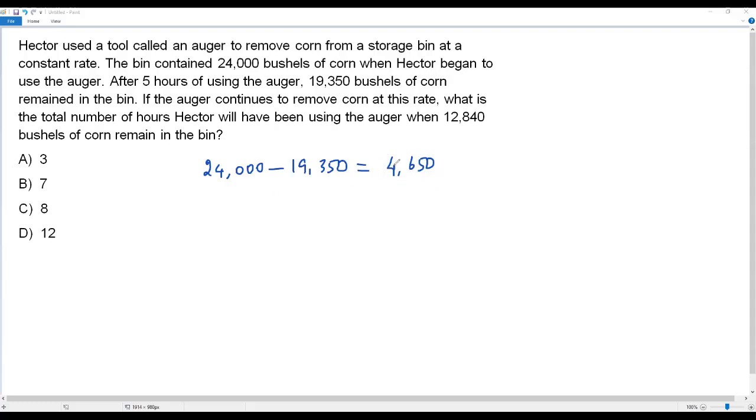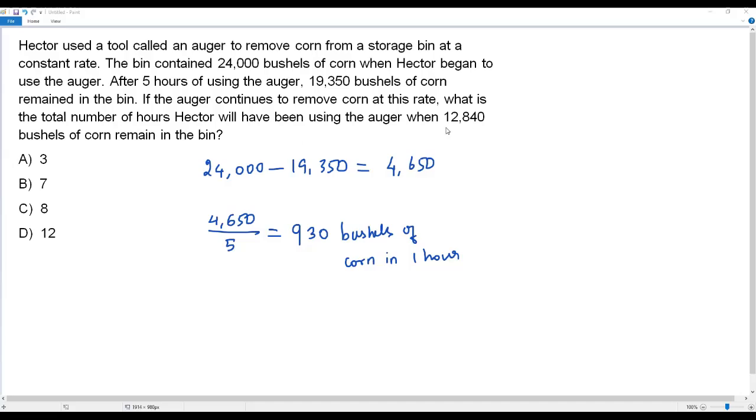So if 4,650 bushels of corn are removed in 5 hours, how many bushels of corn will be removed in 1 hour? For that, we have to divide 4,650 by 5. When I divide 4,650 by 5, I'm getting 930. That is, the auger removed 930 bushels of corn in 1 hour. But we have to find the total number of hours the auger is used to empty the bin.